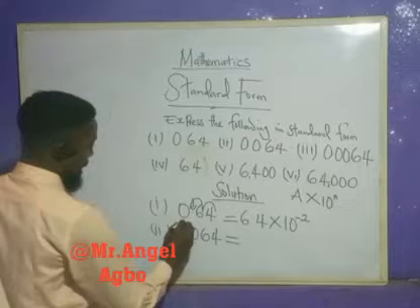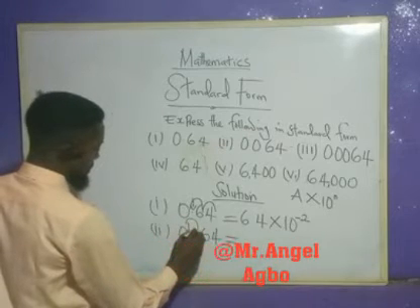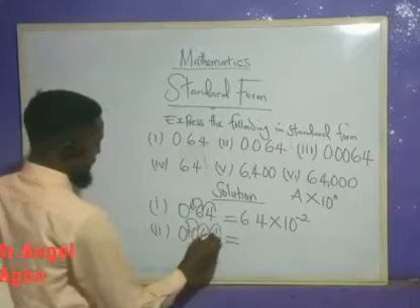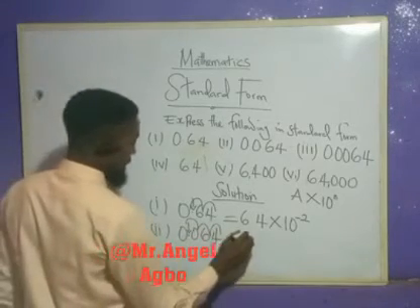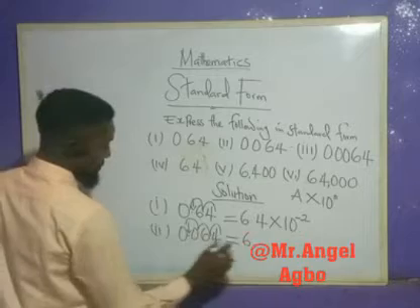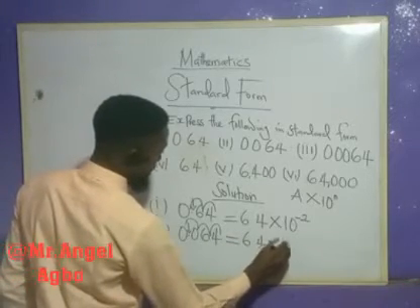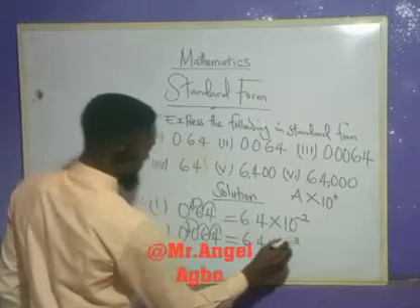From here, 1. Are you getting me? 2, 3. So we have it as 6.4 times 10 raised to power of minus 3.